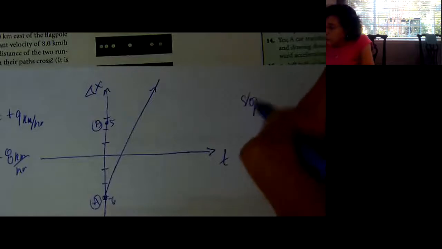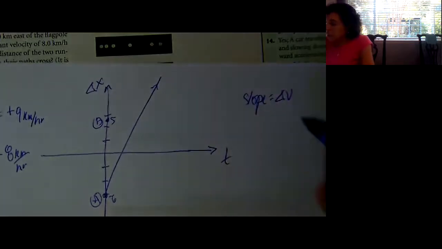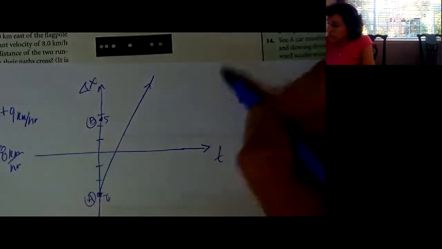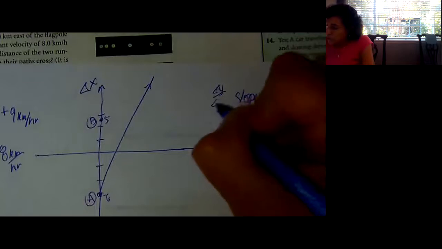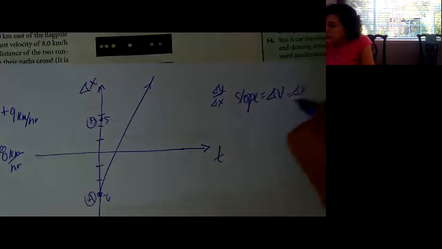So that's a slope. So let me write that again. The slope is delta V. Why is that? Because remember that the slope is the change in the y direction versus the change in the x direction? And write that down. Change in the y over change in the x direction. I know I said t, but anyway. So here, it's my change in my x over change of t.